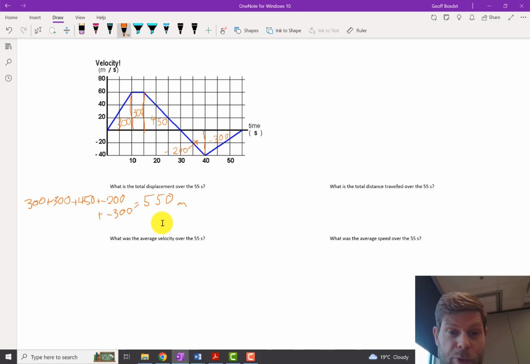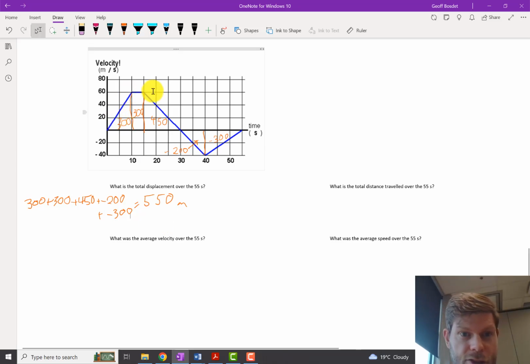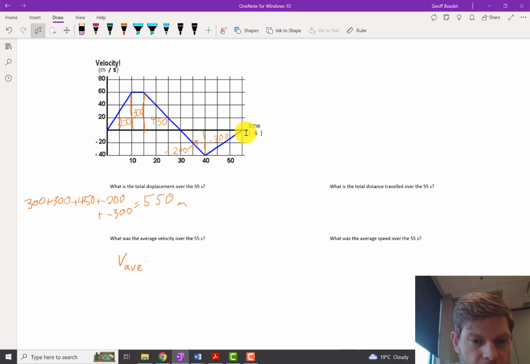But now that we've got our total displacement, we know that our one formula that always works for average velocity, if acceleration is changing, which it certainly is, we've got 6 to 0 to negative 4 to whatever that is, I forget. But this formula will always work, and we know our total displacement is 550. And our total time is 55, which means our average velocity is just 10 meters per second, which works out very nicely.